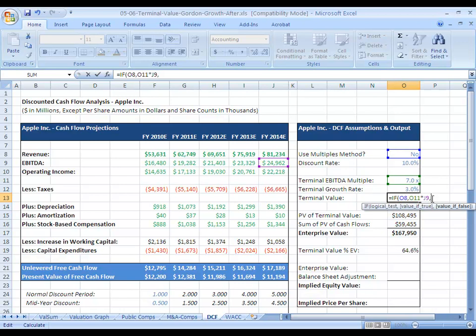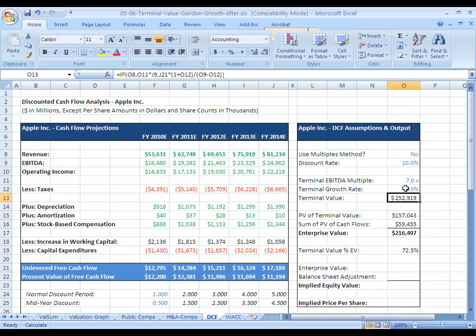So what we're going to have to do in this case is, if we're not using the multiples method, we have to calculate the company's value based on its free cash flows growing indefinitely here. So what we're going to do is take our unlevered free cash flow in year 5, multiply by 1 plus the long-term growth rate here. Then we're going to divide by the discount rate minus the terminal growth rate.